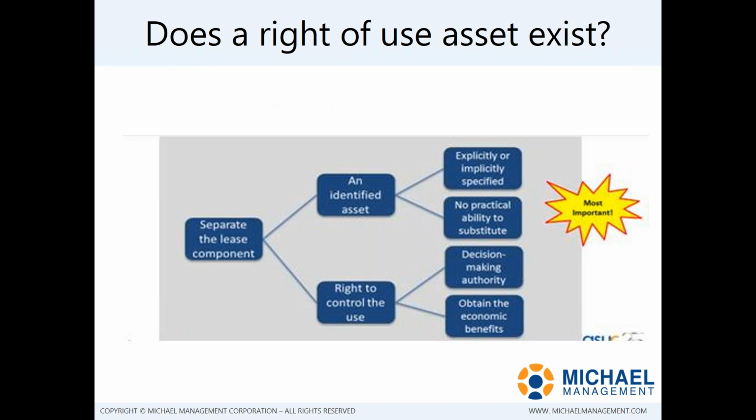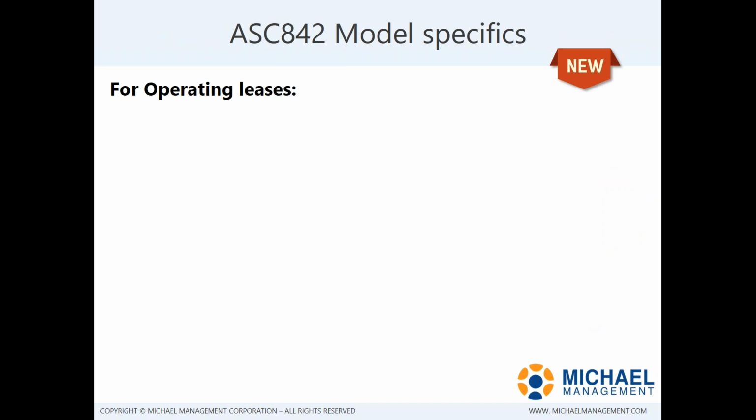So here's a slide that walks you through at a high level this discussion. So have you separated the lease component? Is it an identified asset? Do you have the right to control the use? Is it explicitly or implicitly specified? Is there no practical ability to substitute? Do you have decision-making authority? Do you obtain the economic benefits?